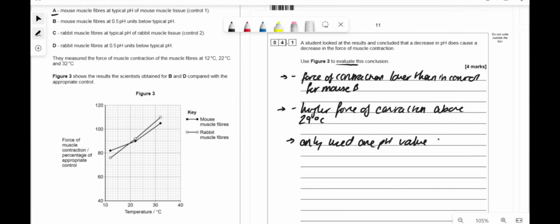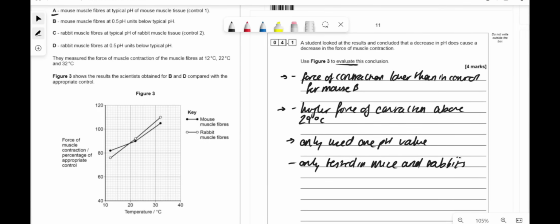Maybe a pH of 2.5 means it contracts really well. Another thing is that they're saying it causes a decrease in the force of muscle contraction. Now, this is under the assumption it's in every single organism. We've only tested it in mice and rabbits. If you tested it in humans, for example, it might be different. So, only tested in mice and rabbits.